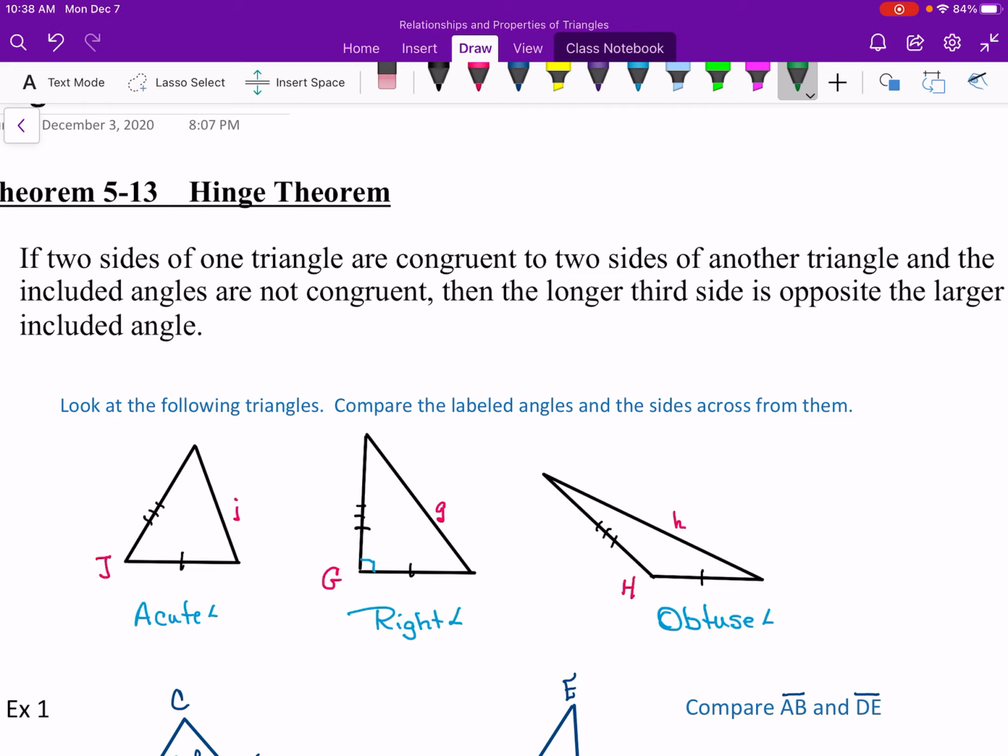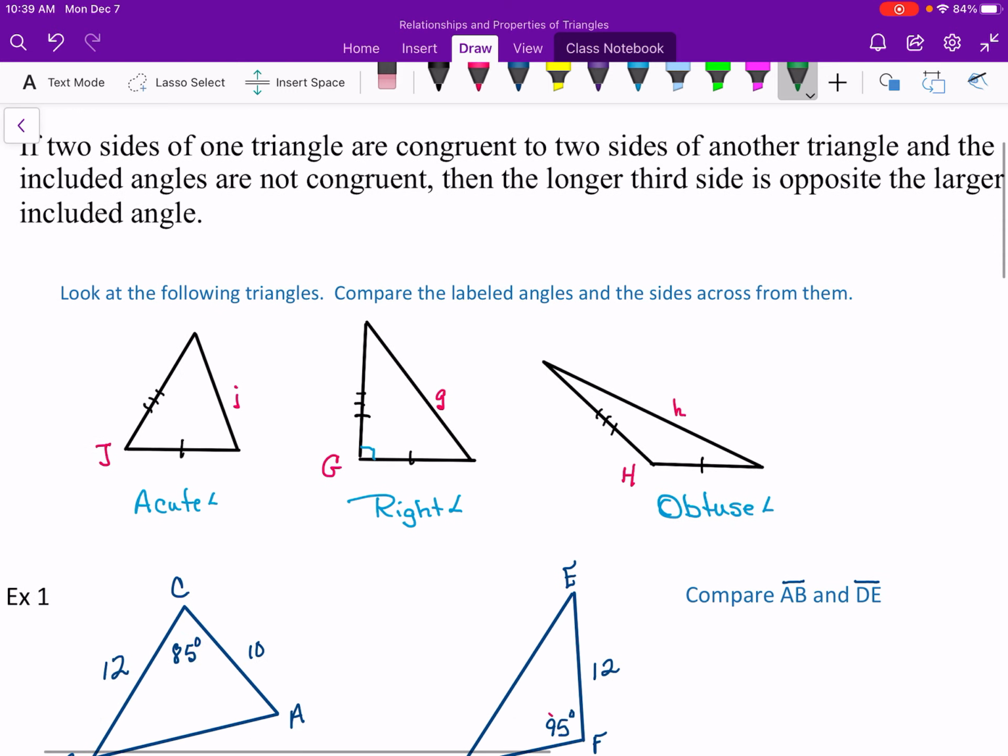Okay, the conclusion of the Hinge Theorem says if you have two sides of one triangle congruent to two sides of another, and the angles between those two sides are not the same measure, then the longer side is opposite the larger included angle. And if you'll compare those three triangles, the last one with the obtuse angle, side H is bigger than G or J, and G and J both have angles across them that are smaller than the obtuse angle, and then the right angle is larger than an acute angle, so G, that length, is longer than J. So hopefully the pictures I've drawn have made this theorem very obvious to you.